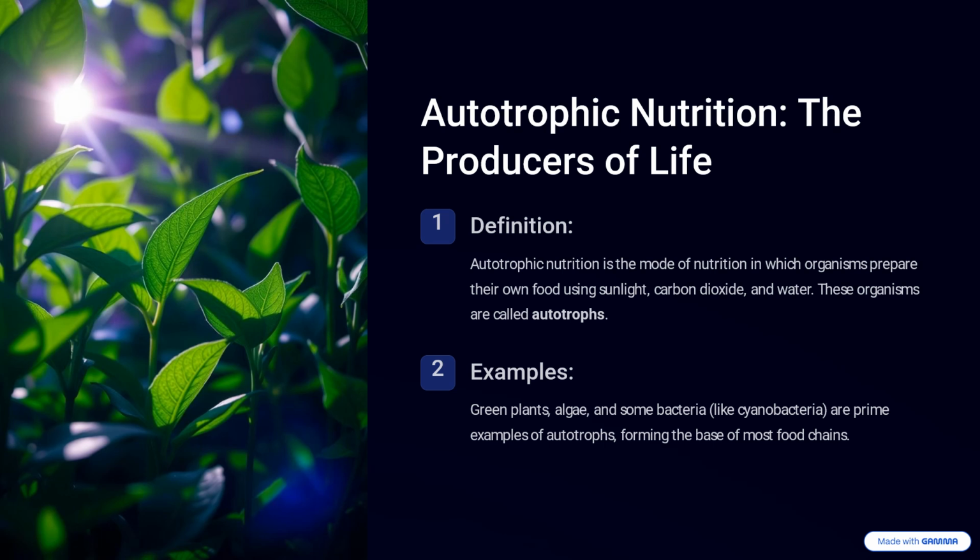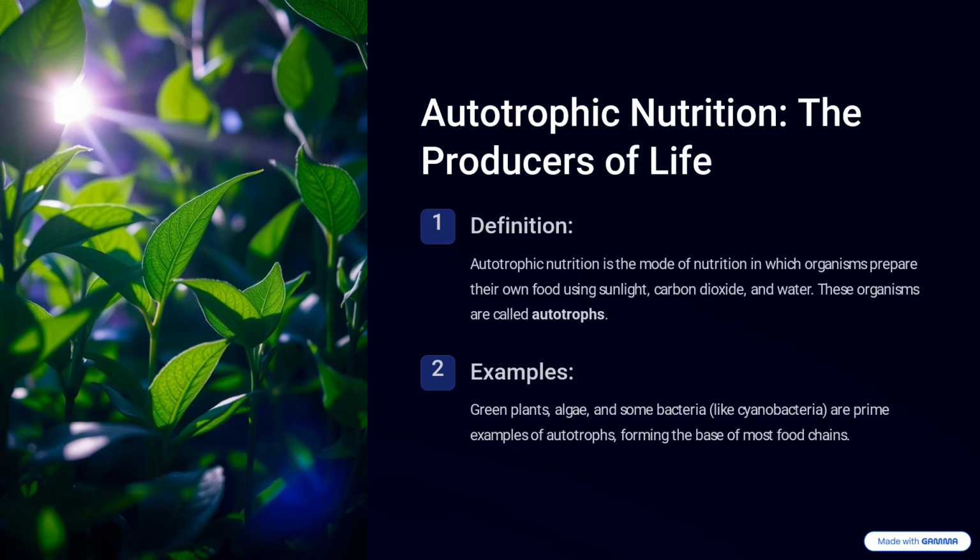For example, plants prepare their own food by taking sunlight, carbon dioxide and water. That process we call photosynthesis. Here, the plants prepare their own food from sunlight, so they are called autotrophs. Auto means they can prepare their own food. The word auto itself tells us that they can prepare their own food.